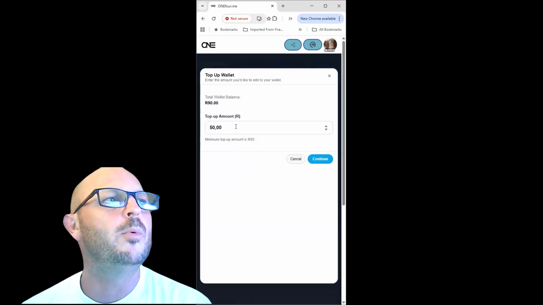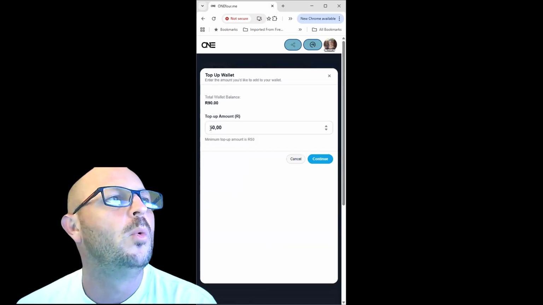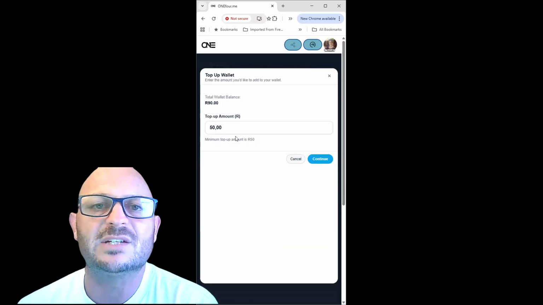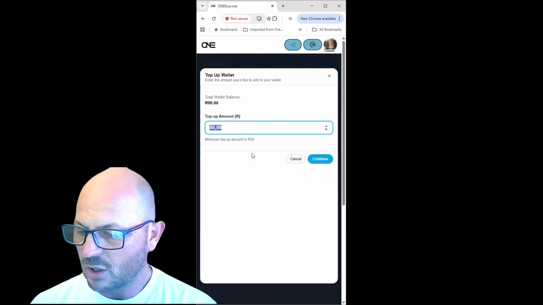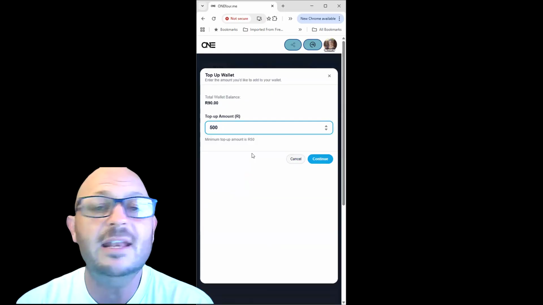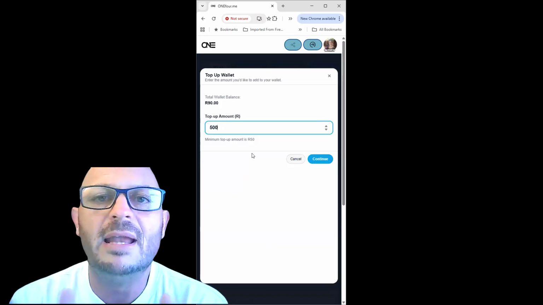So when you click on the top up wallet section, it asks you, how much do you want to top up your wallet with? And the minimum amount is 50 Rand. So you can go in there and you can then put in, I want to top up my wallet with 500 Rand.